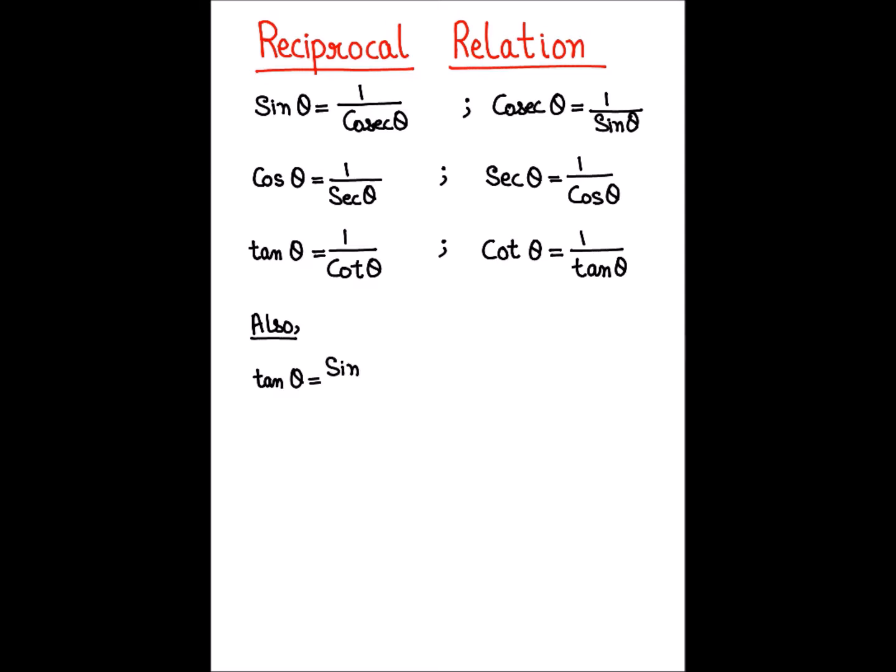Also, tan theta is sin theta upon cos theta, and cot theta is just the opposite of tan theta, that is cos theta upon sin theta. And if we multiply tan theta and cot theta, we get 1.